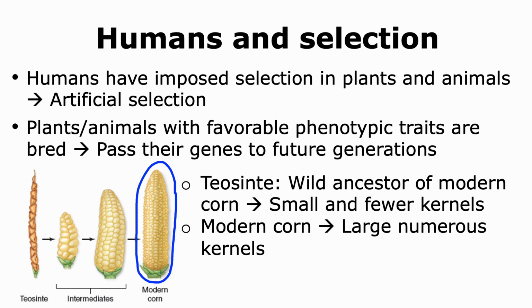Modern corn is able to have kernels that are larger than the ones observed in teosinte, and also there are many, many more. This way, we are able to use one corn plant to feed more people than what was possible with teosinte.